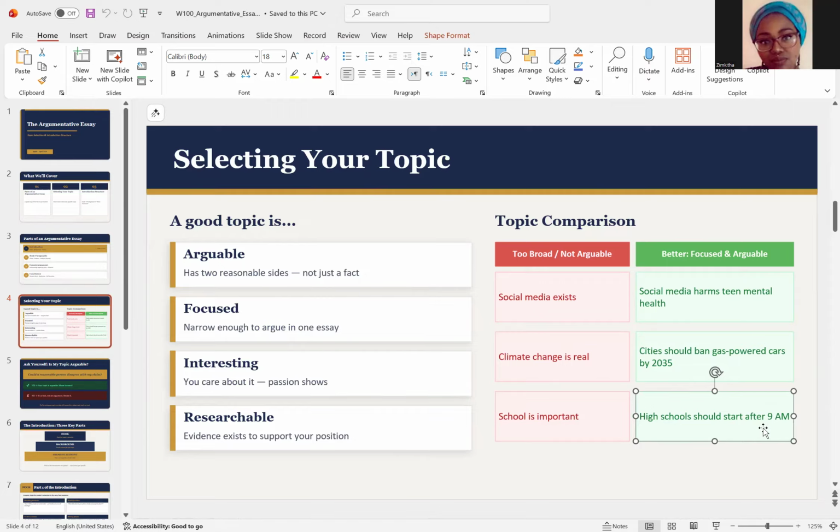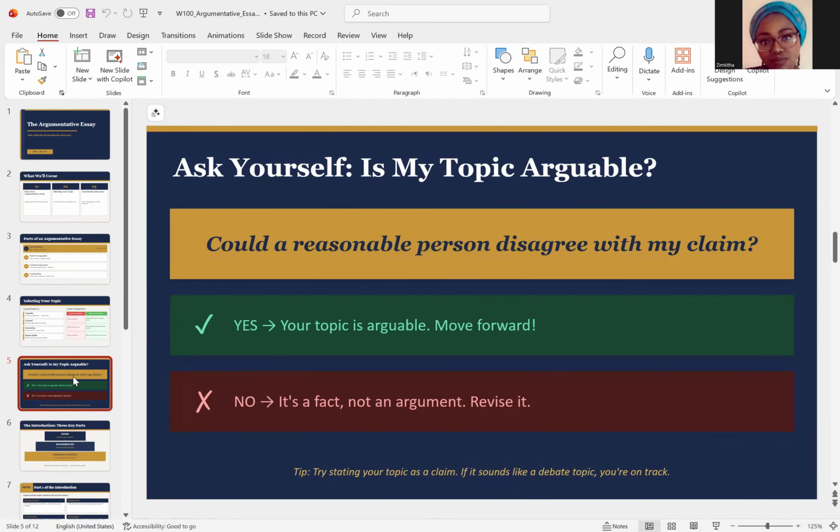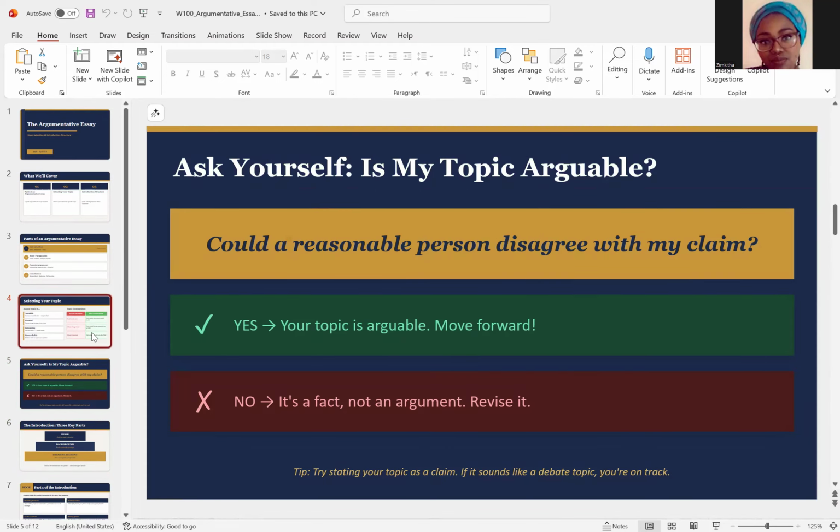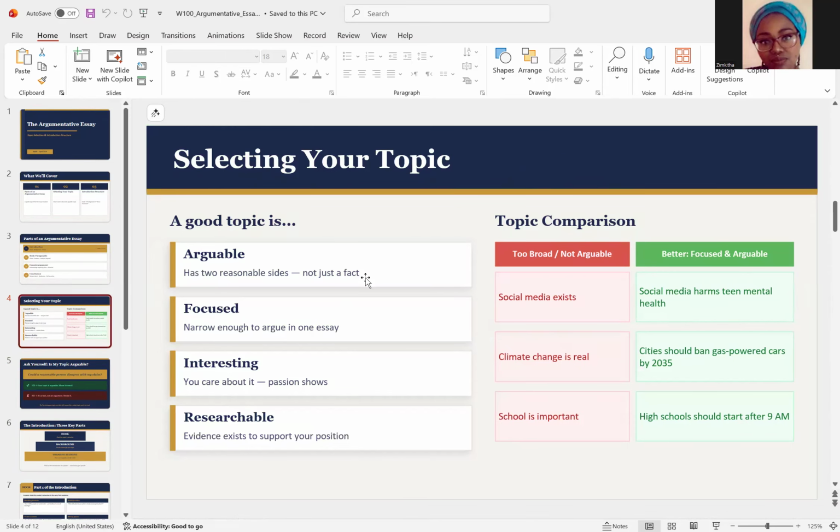So always remember this. Your topic should be arguable. It should be focused. It needs to be interesting, so it needs to stimulate interest and it needs to be researchable. Okay. So that's the next one. So, for example, could a reasonable person disagree with my claim? If it's yes, it's a good topic, move forward. If it's no, it's a fact, it's not arguable, you need to go back and revise it. Perhaps sometimes you need to only narrow it down, okay? All right, so those are the first things that I need you to focus on, which is selecting a topic.